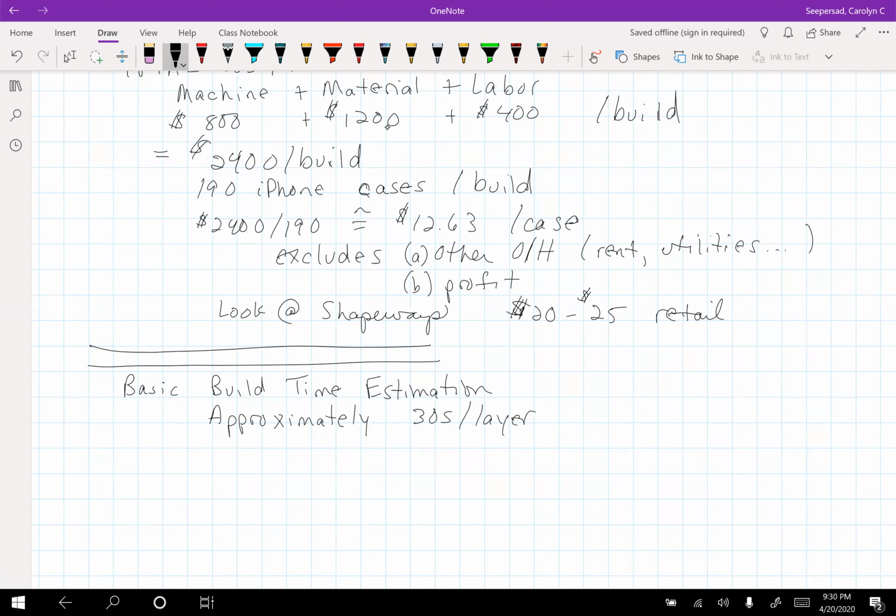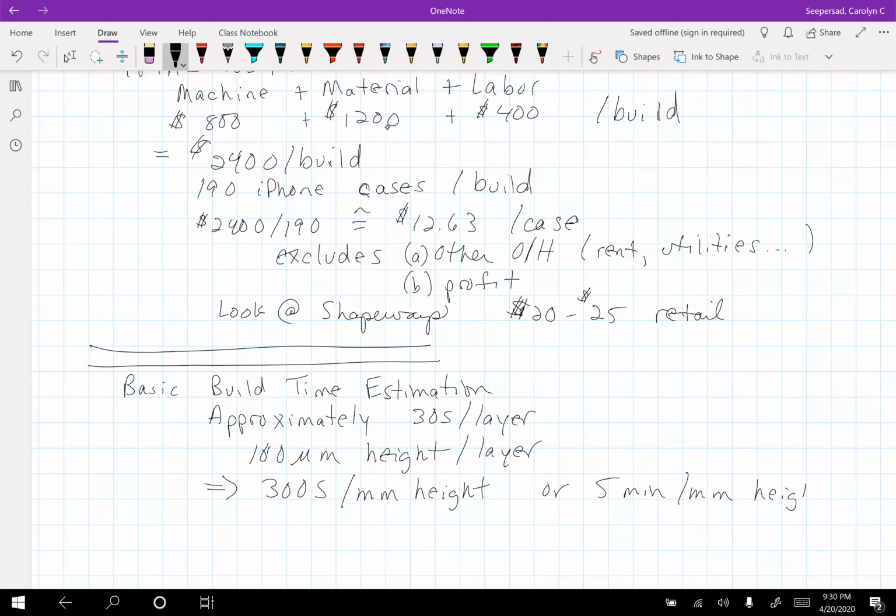We also know that the height of a layer is 100 microns per layer, right? So that implies that if you want to do a millimeter, it's going to take you about 300 seconds per millimeter of height, or 5 minutes per millimeter of height, where a millimeter is equal to 1,000 microns.